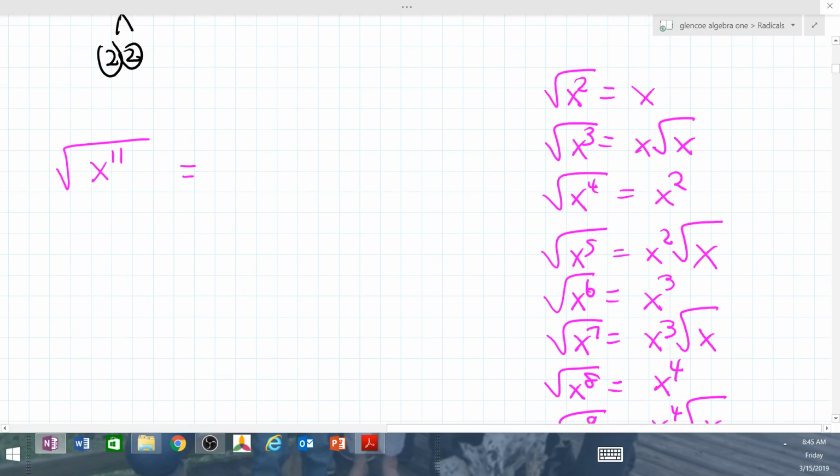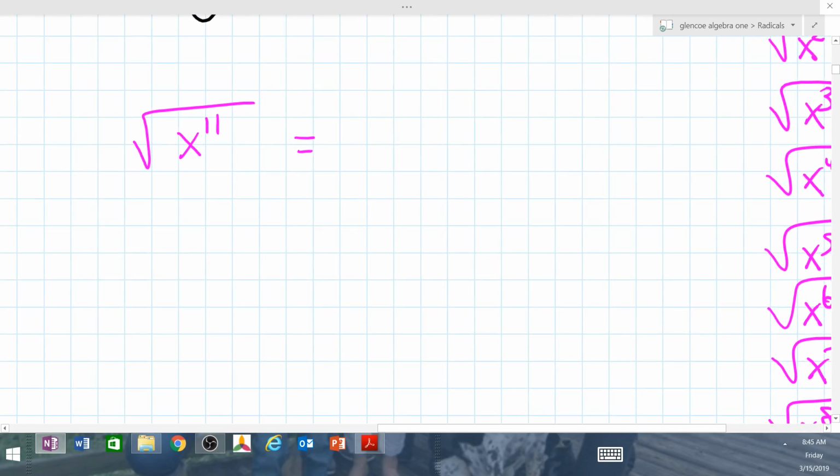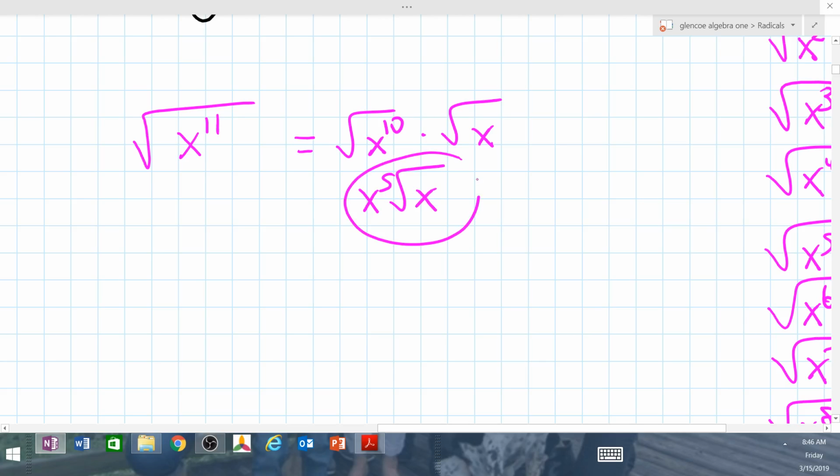So basically, when you're given something under a radical like x to the 11th, you're trying to find the largest even exponent that makes up x to the 10th. So do y'all agree that would break down to x to the 10th times x, which is x to the 5th radical x. Of course, if you didn't see it, you could write them all out and circle your pairs. Are there any questions? Okay. All right.